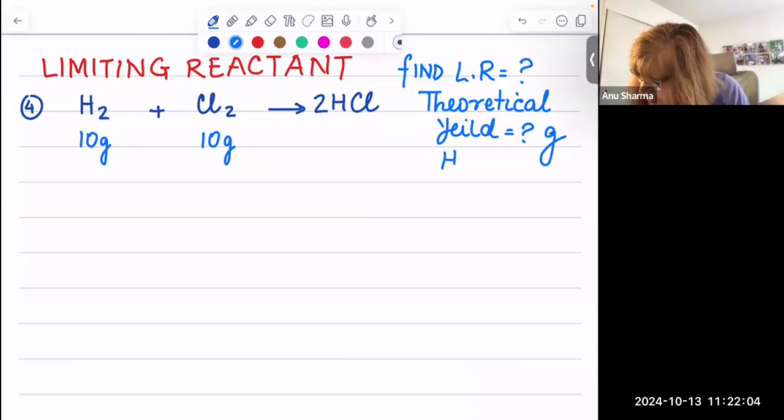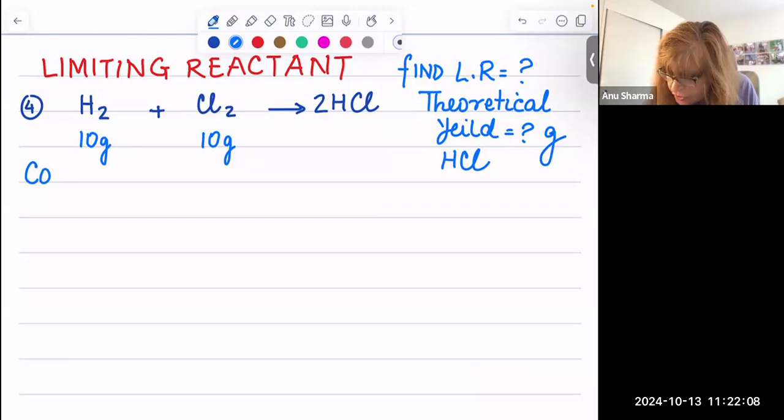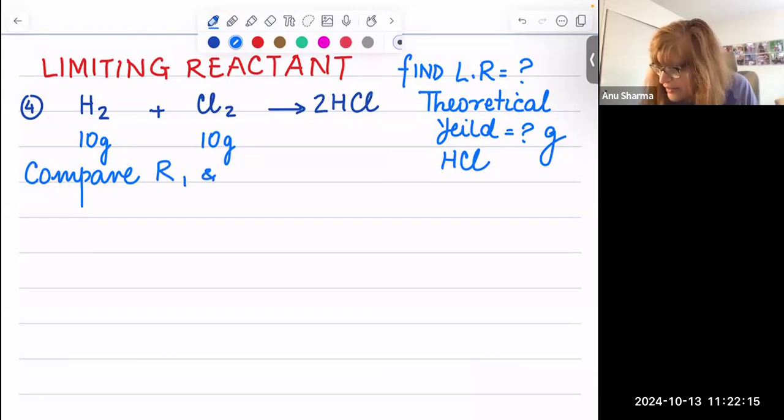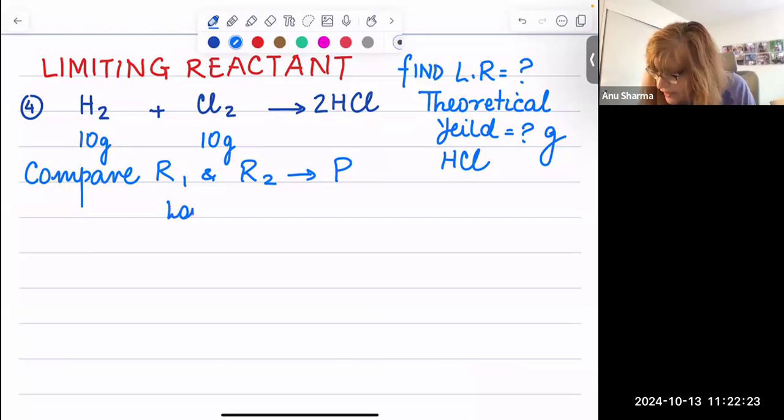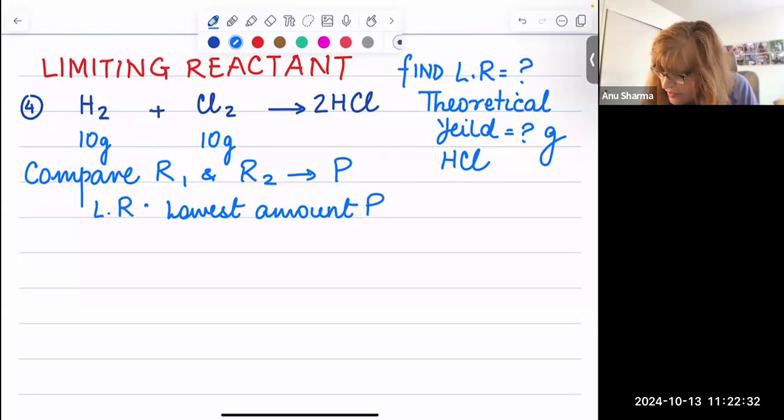In limiting reactant problems, you compare the two reactants. Compare reactant 1 and reactant 2 to the product. So which one is going to give you the lowest amount? The one that is giving you the lowest amount of product, that is the limiting reactant. LR is limiting reactant.